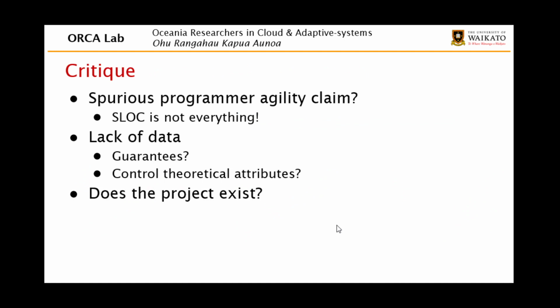So in terms of critique, it's a bit of a mixed bag for me. I'm not totally sure I like the evaluation of programmer agility. I think there's a lot more that goes into it than just the number of lines of code you're writing. There are things like readability and productivity that we need to think about, and so I'm just not really totally sure about that.